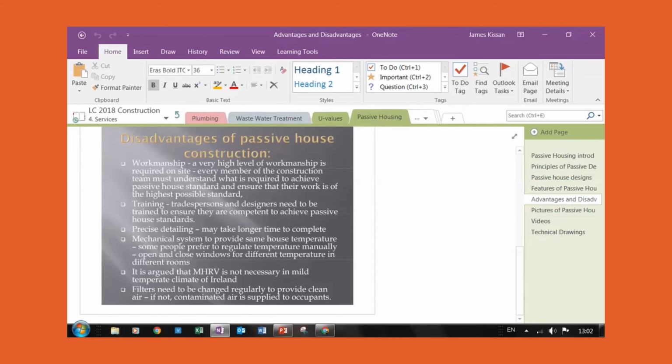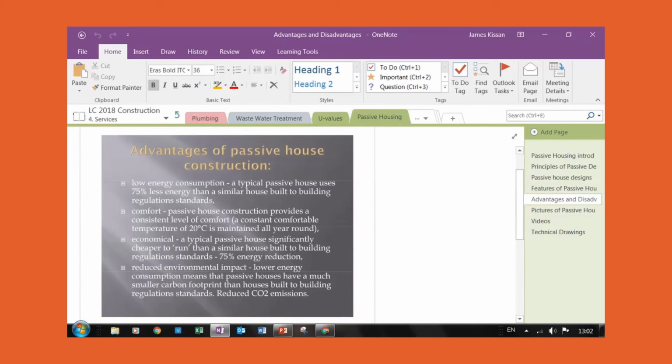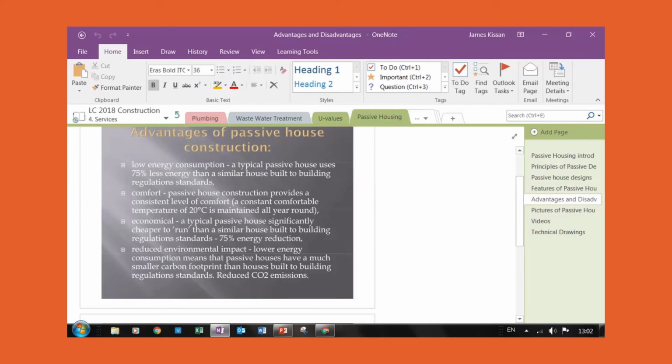Next section here is your advantages and disadvantages. So obviously there's an advantage and disadvantage of everything. So looking here, the advantages, your low energy consumption, right? So they say here, typically 75%. Next thing then, comfort level. So this house is 20 degrees all year round. Next thing then, economical, talking about the cost of running the house, 75% cheaper. And then the next thing, obviously this type of house is a lot better for the environment because we're not burning oil, we're not producing CO2.